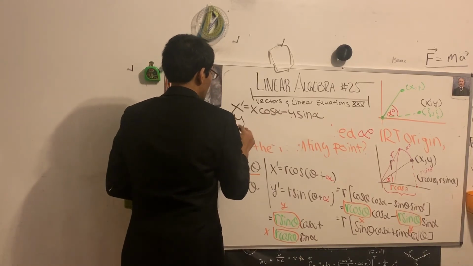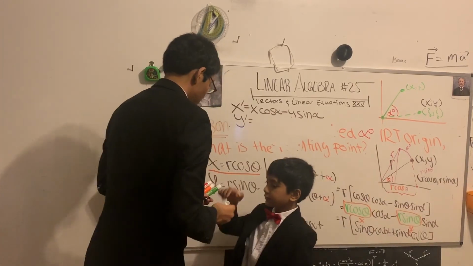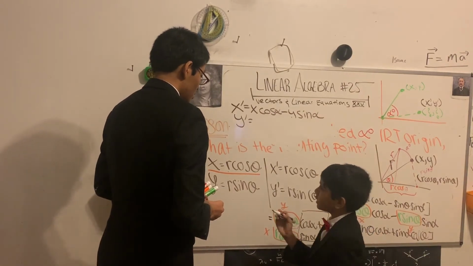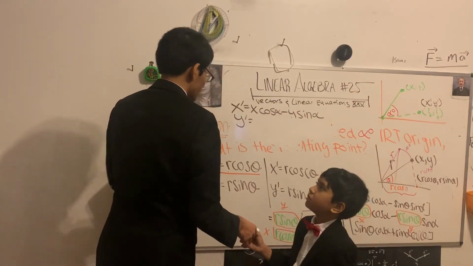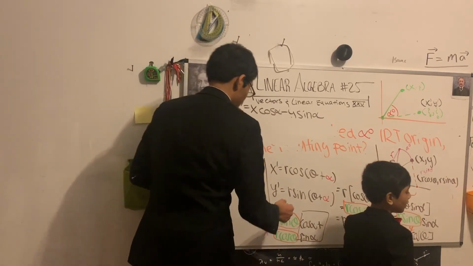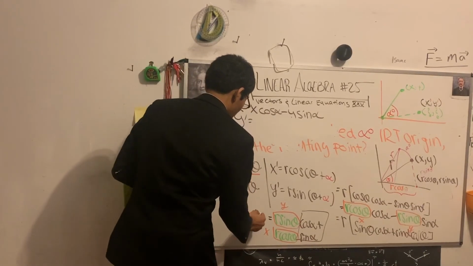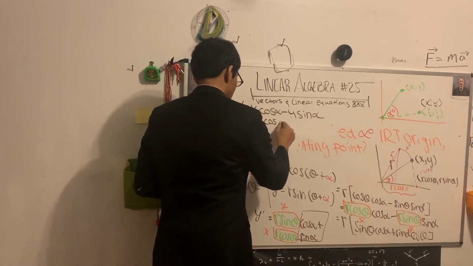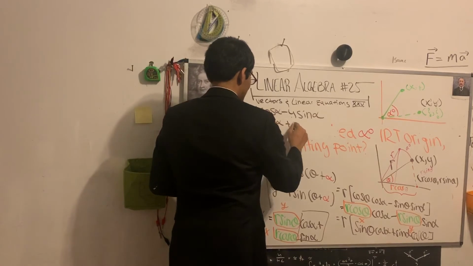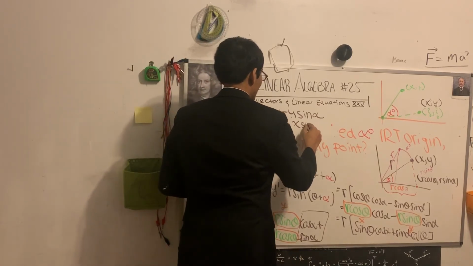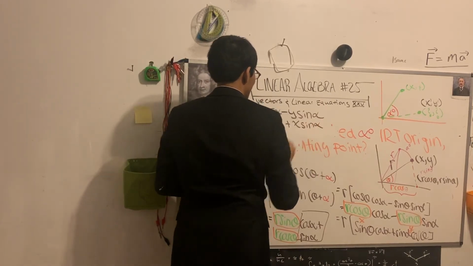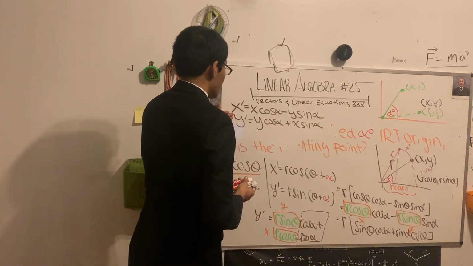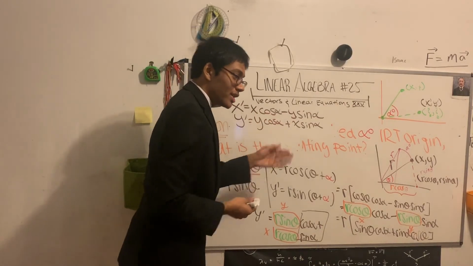Do these trigonometric functions have any relevance? You'll see it just in a moment. So y prime is equal to y cosine alpha plus x sine alpha. Okay, this is the key idea. Now we have expressed our new coordinates in terms of our old coordinates.